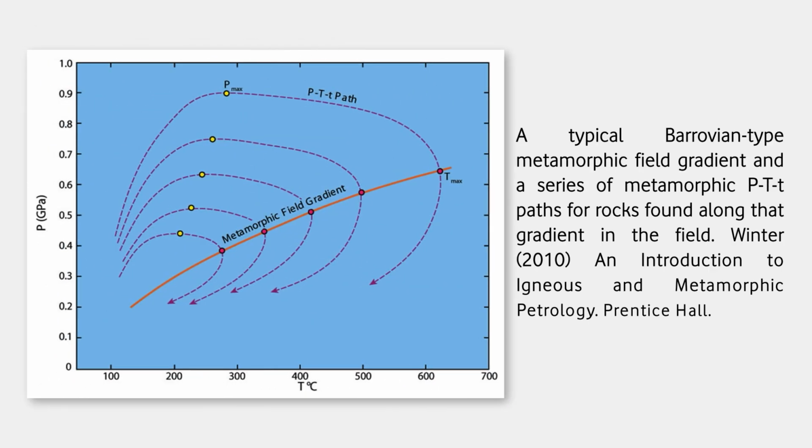Here is the diagram. A typical Barrovian type metamorphic field gradient and a series of metamorphic PTT paths for rocks found along that gradient in the field. We have shown temperature on the abscissa and pressure on the ordinate on my left hand side, and the metamorphic field gradient is also shown with yellow color, and all the zones have been shown with the help of a dash contour line, which is also known as the PTT path.